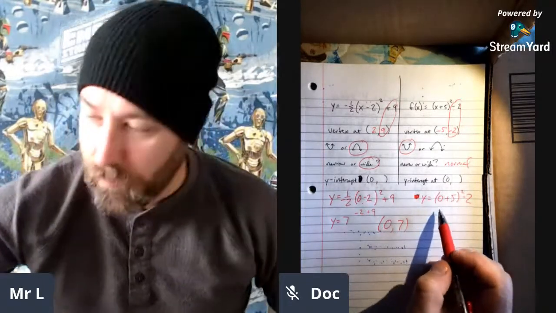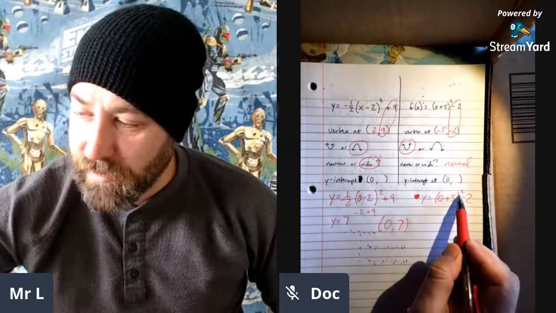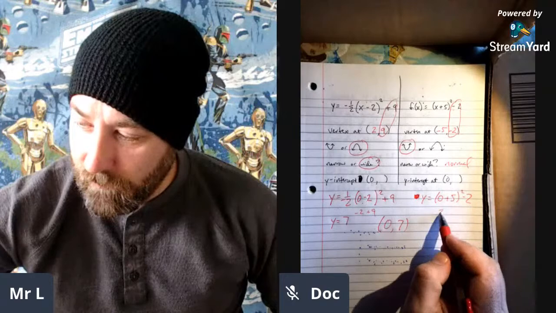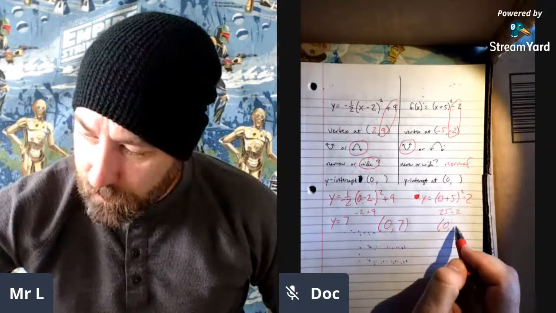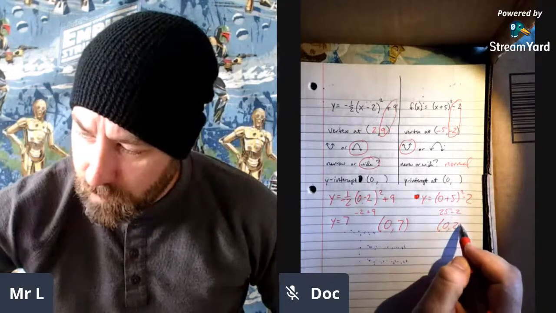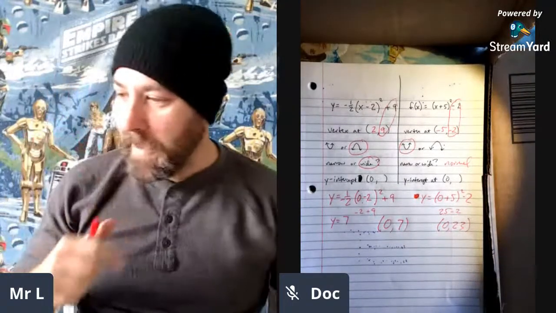0 is an awesome number to work with. 0 plus 5 is 5. 5 squared is 25. 25 minus 2 would be 23. So the y-intercept is at 0, 23. Okay.